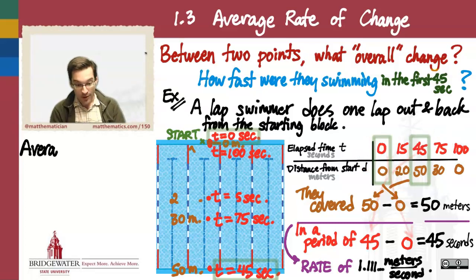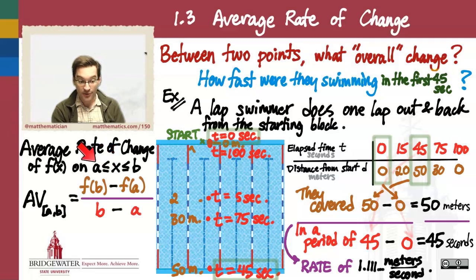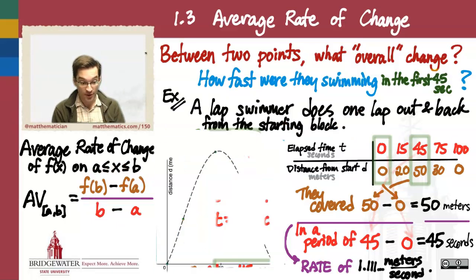So, our definition in this section of average rate of change of any function f of x on an interval of x from a to b is just the difference in the output values, f of b minus f of a, here 50 meters minus 0 meters, divided by the corresponding difference in the input values, the b minus the a, 45 seconds minus 0 seconds. That's what we're going to call the average rate of change of the function over this interval.